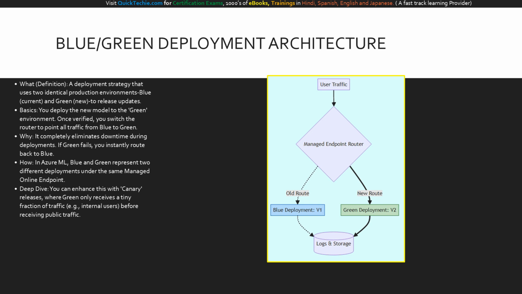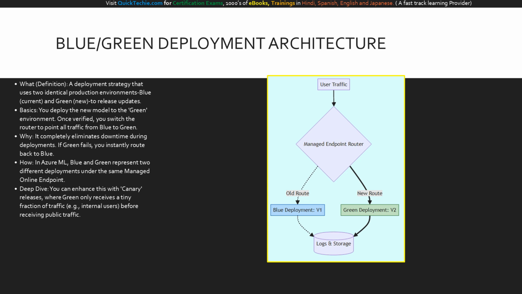Why is this so popular? Because it completely eliminates downtime. There is no waiting for servers to reboot. Furthermore, if green fails, your blue environment is still sitting there, ready to take the traffic back instantly. How is this built in Azure ML? Blue and green are simply two different deployments hosted under the exact same managed online endpoint. For a deep dive, we often combine this with canary releases, where the green model only receives traffic from internal testers before we expose it to the public.